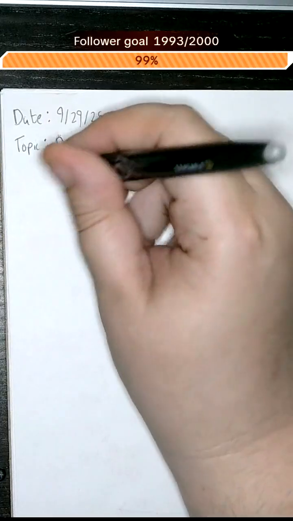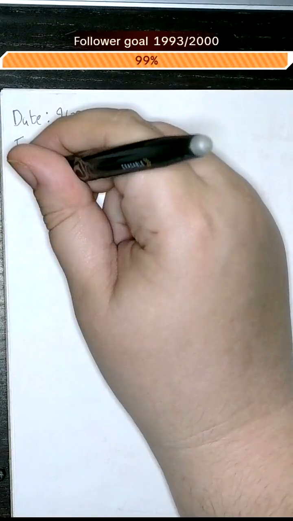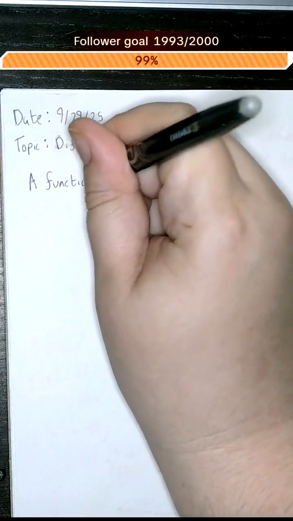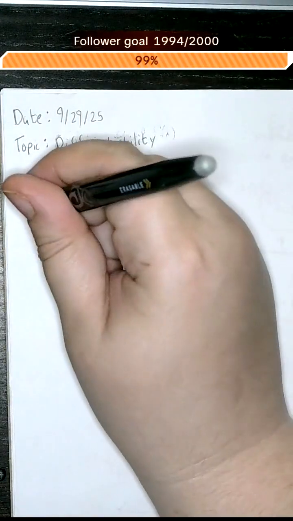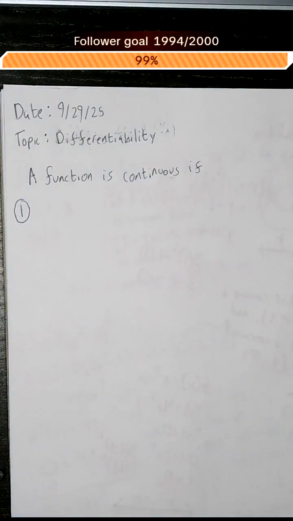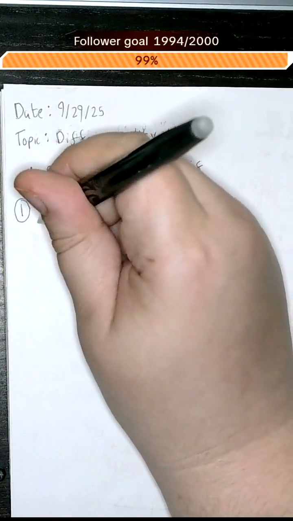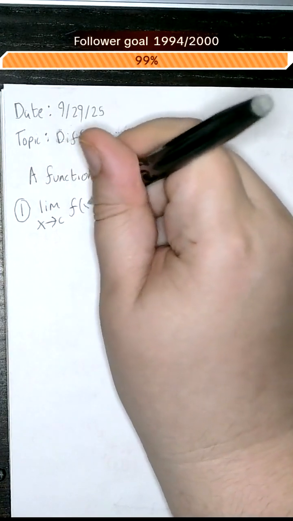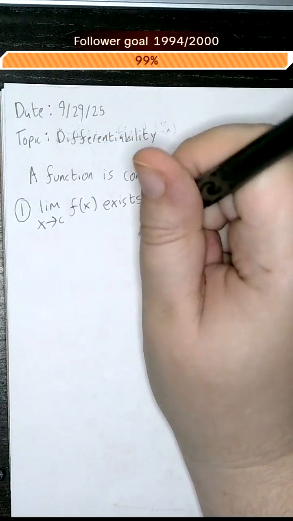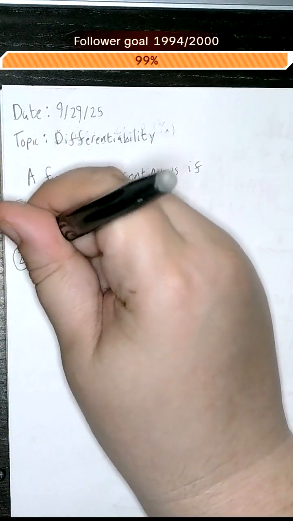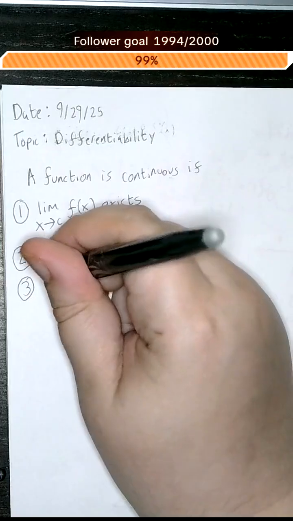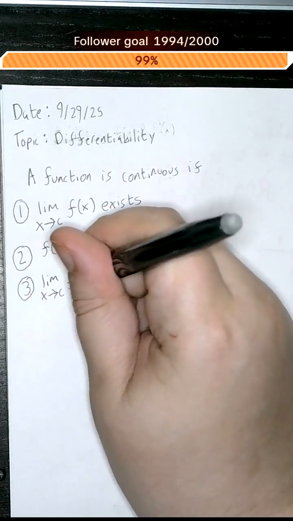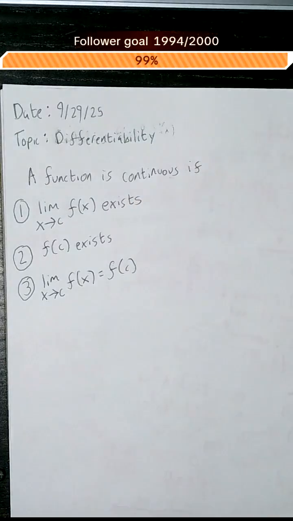So let's go ahead and define continuity. A function is continuous if the following 3 things are true. 1, the limit as x approaches c of f of x exists. 2, f of c exists. And 3, the limit as x approaches c of f of x is actually equal to f of c. If those 3 things are true, then the function is continuous at c.